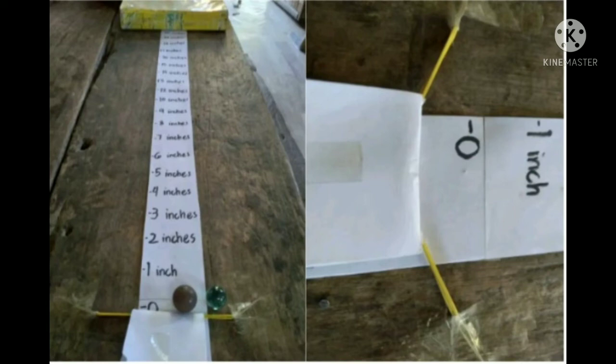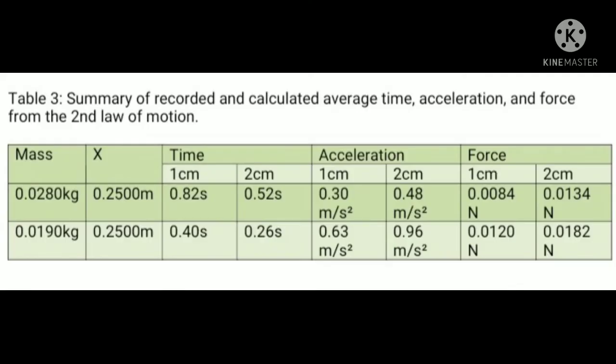So, given yung time, given yung distance na dapat marating, and then given yung mass ng marble, we can calculate for the average acceleration for each set of trial and then also with the average force. Okay, so this is table 3, summary of recorded and calculated average time, acceleration, and force from the second law of motion. So, hindi na ako mag-further dito, but this is a summary of those table presented earlier, yung mga averages doon, yun yung nilagay ko sa summary table na ito. So, kayo na yung bahalang mag-analyze or mag-interpret on your own, kasi nandiyan naman, very evident naman dyan yung mga pagbabasayahan ninyo.